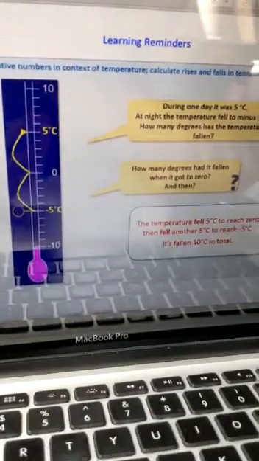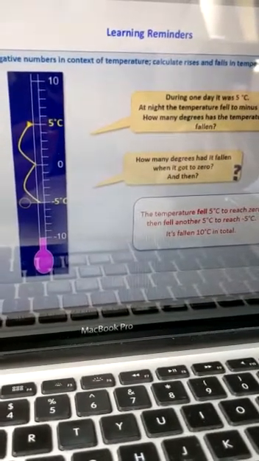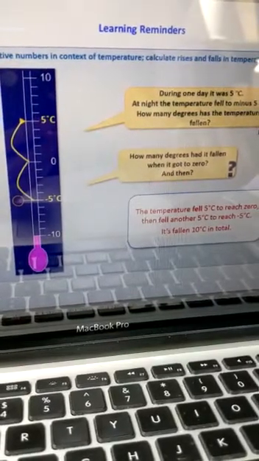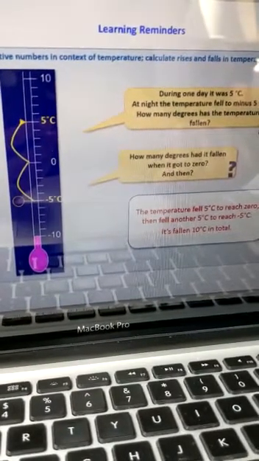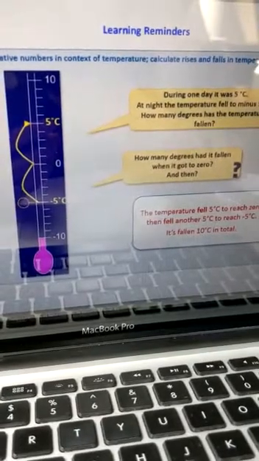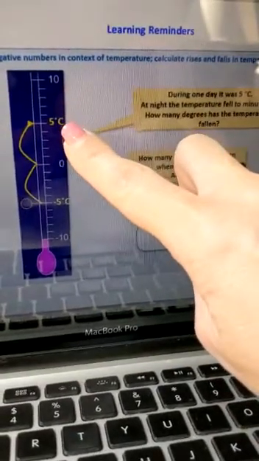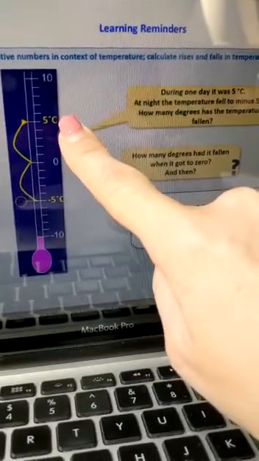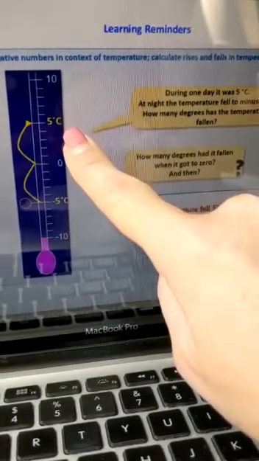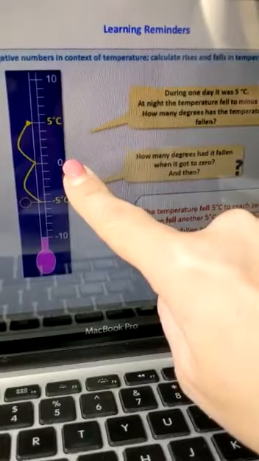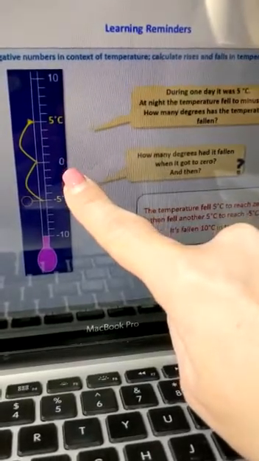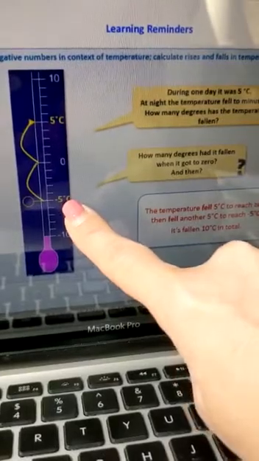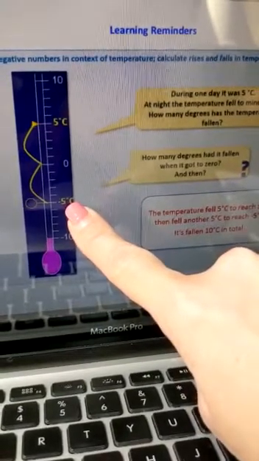So during one day, it was 5 degrees Celsius, and at night the temperature fell to -5. How many degrees has the temperature fallen? So if the temperature started at 5 degrees Celsius and fell to -5, it has fallen to 0, and then it's fallen a further 1, 2, 3, 4, 5 degrees to -5 degrees Celsius.